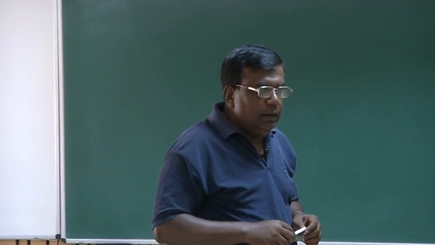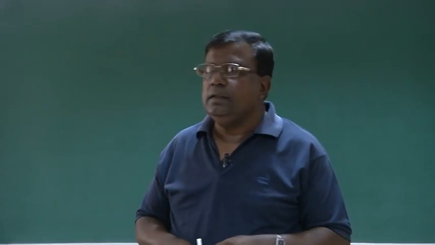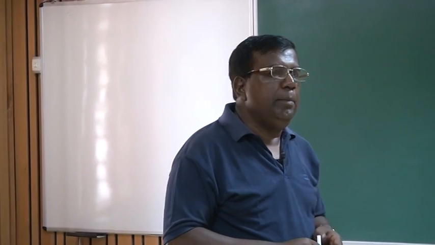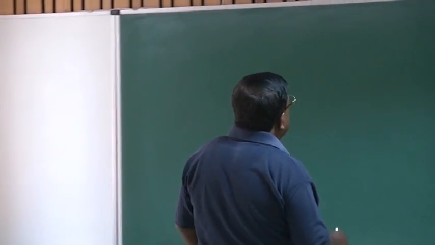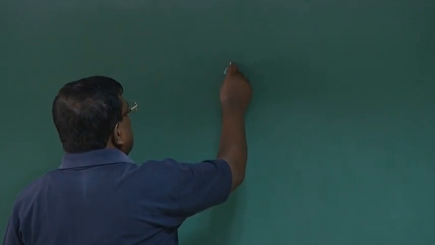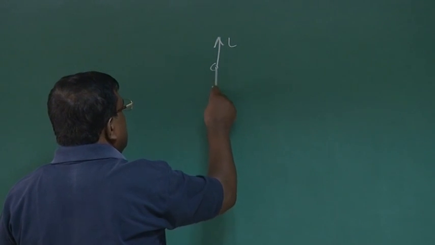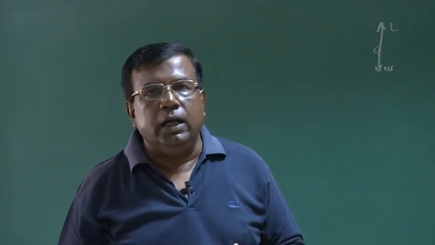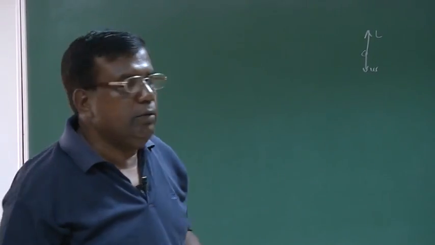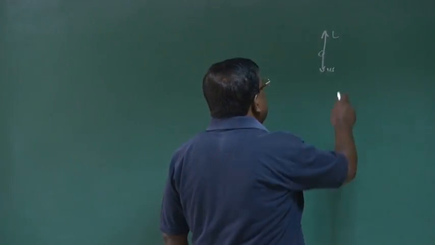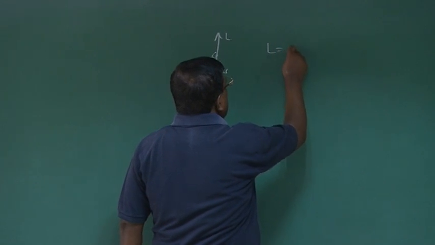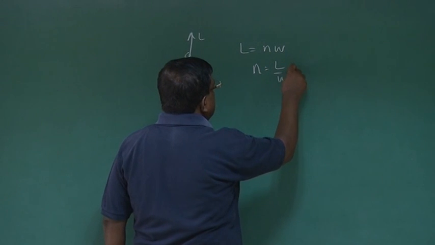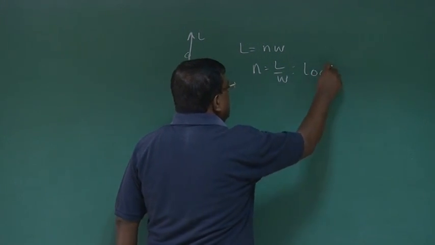Good morning, friends. We have been discussing the maneuvers. And how does the maneuver happen? We say that for a cruise flight, lift is equal to weight. But if I want to maneuver it, I have to ensure that the lift is more than the weight. So we write lift equal to nW, where n is L by W, which is called load factor.